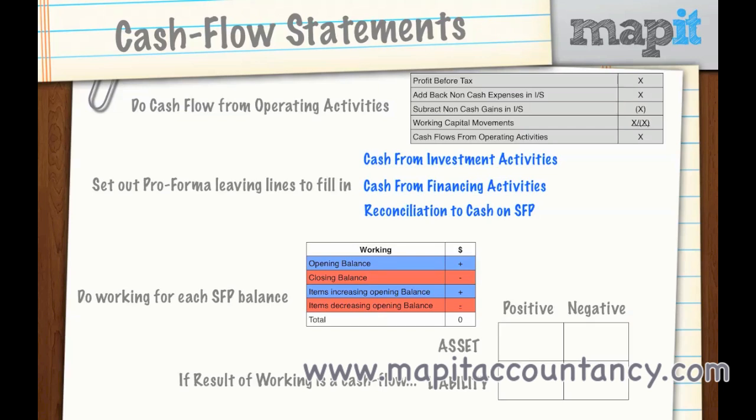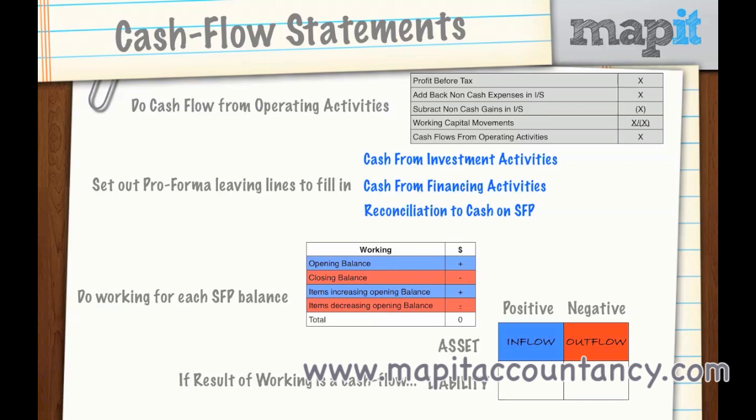Well, if the answer that you get is positive and it's an asset that you're doing the working for, so you're doing your working, for example, for non-current assets, the result that you get is positive, well, that is a cash inflow. A cash inflow, well, how would that come about in non-current assets? Well, that would be disposals. You've disposed of a non-current asset. So cash inflow would be a disposal. Now that really is the only one you need to know because you can work everything else out from it. If it's negative, of course, that will be an outflow.